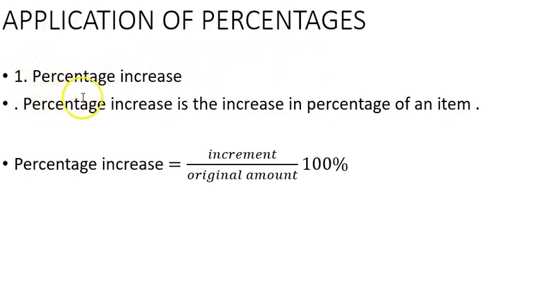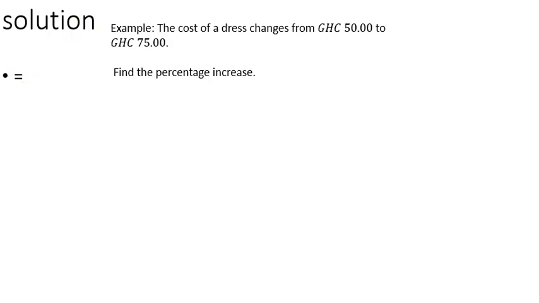The first is percentage increase. It is the increase in percentage of an item. That percentage increase is equal to increment over original amount times 100%. We have a very nice question here.